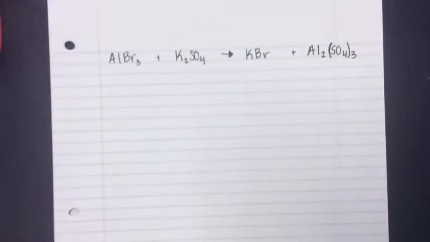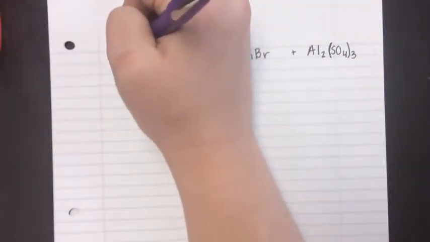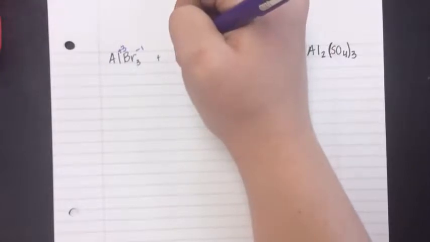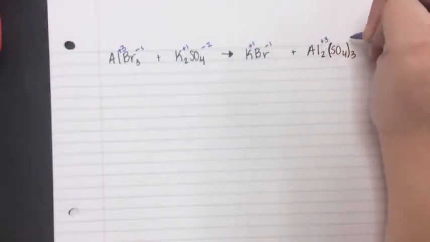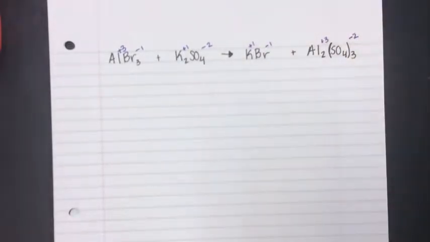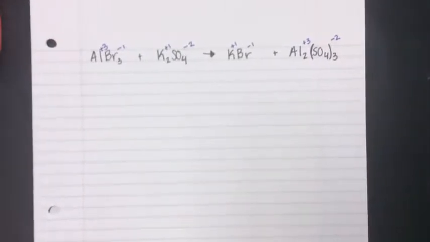The first thing we want to do is check to make sure our formulas are balanced. Aluminum has a +3 charge and bromide has a -1, so the subscript 3 makes it balanced. Potassium has a +1 and sulfate a -2, so the subscript 2 makes it balanced. We do the same thing on the product side of the reaction.